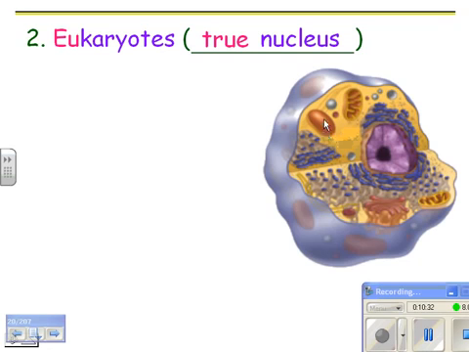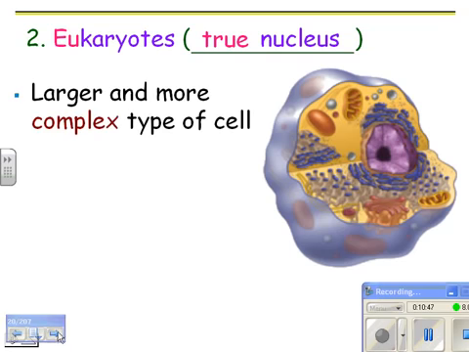But what you should see when you look at this is a whole ton of stuff in here. When there's a whole ton of stuff, that's you. You are made out of eukaryotic cells. And just don't confuse it with eubacteria. Boo. Okay, so they are larger and more complex.